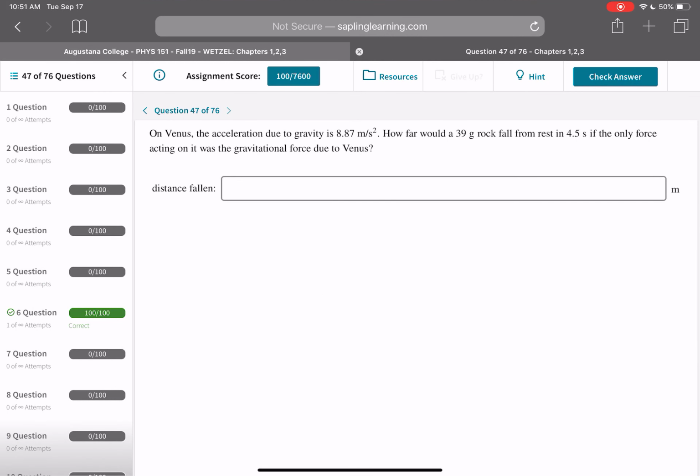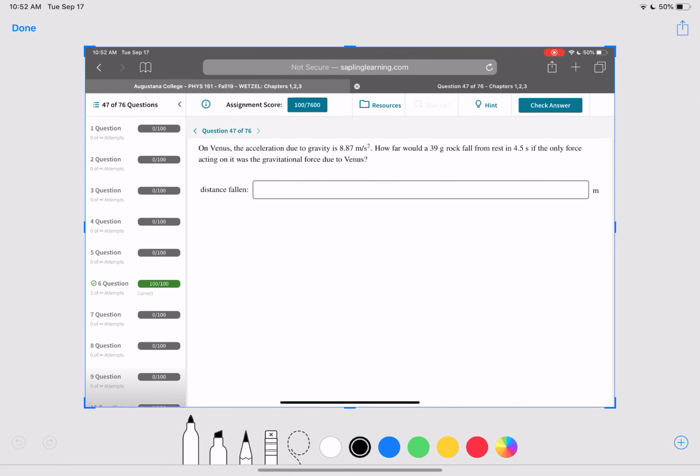Okay, on Venus, the acceleration due to gravity is 8.87 meters per second squared. How far would a 39-gram rock fall from rest in 4.5 seconds if the only force acting on it was due to gravity? Okay, so y equals 1/2 at squared. Yes, we can use that one. Why? Because we're dropping it from rest, so there's no v0 t plus x0. We're starting from rest, so that's 0. We're starting at 0, x equals 0, so there's no offset. So we can just use this equation.